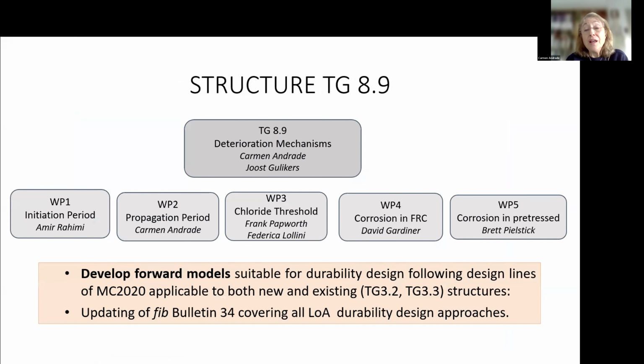And briefly and quickly, I will present the structure of task group 8.9, which deals with deterioration mechanisms related to corrosion, chaired by Josh Gullikers, also one speaker today, and myself. And we have 5 working parties. One is on the corrosion initiation period, the corrosion propagation, and chloride threshold, for which we had a workshop last week, chaired by Frank Patworth and Federica Lolini. Working party 4 is by David Gardiner on corrosion in fiber reinforced concrete, and corrosion in pre-stressing by Brett Pilstick. That is the 5th working party.